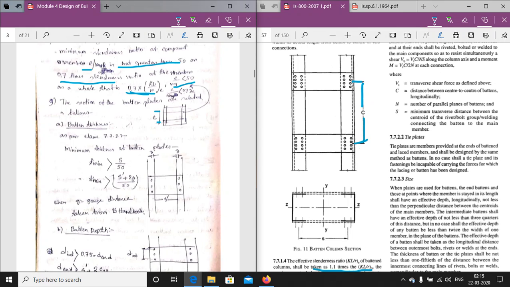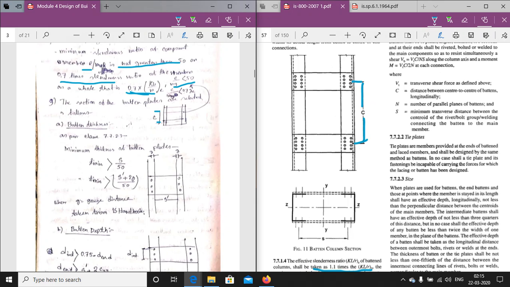Considering these two formulas, we have to determine the spacing of the channel, because KL by r of the total member we have calculated in the previous stages. KL by r is the slenderness ratio of the member, and ry for the member we can get from the SP6 value. So C by ry should be less than these two values. From here we can calculate the value of the spacing of the batten plates.